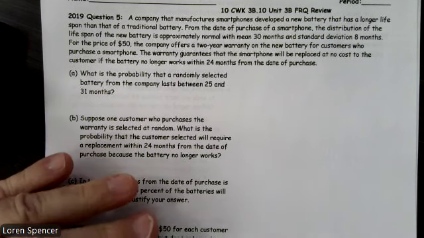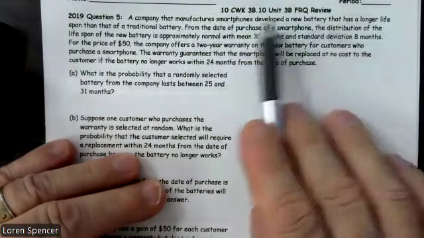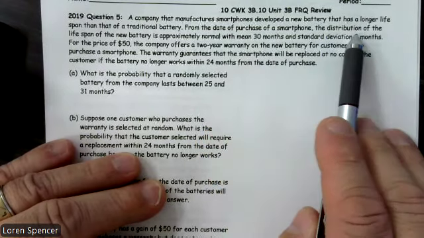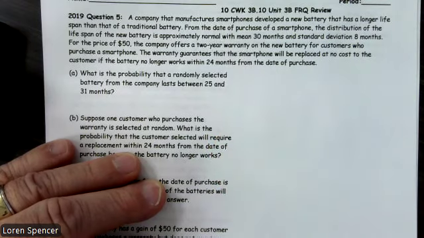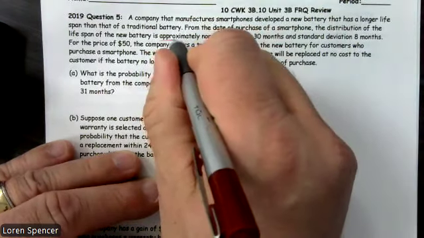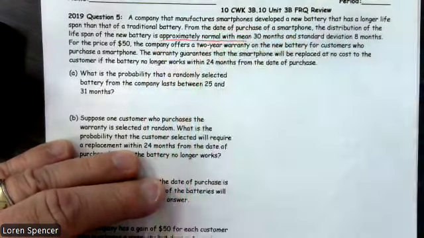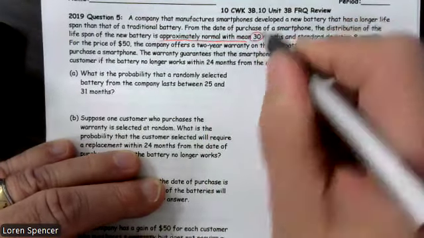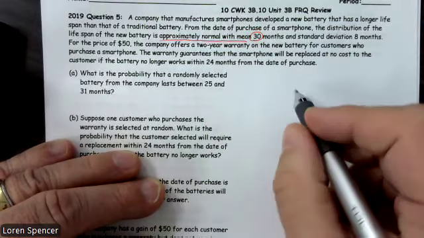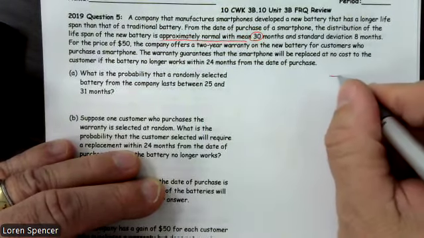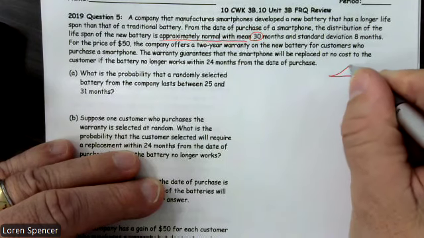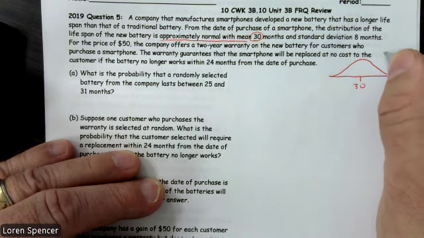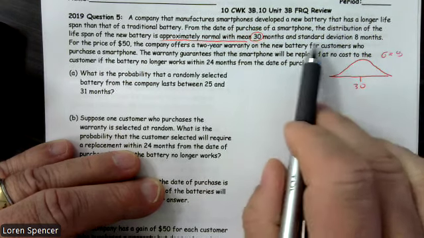So a company that manufactures smartphones developed a new battery that has a longer lifespan than that of the traditional battery. From the data purchase of a smartphone, the distribution of the lifespan of the new battery is approximately normal. That's good because that means I can use central limit theorem for any sample size, with a mean of 30 months and a standard deviation of 8 months. I'm going to draw this off to the side so I don't forget about it. So we have a mean of 30 and a standard deviation of 8.